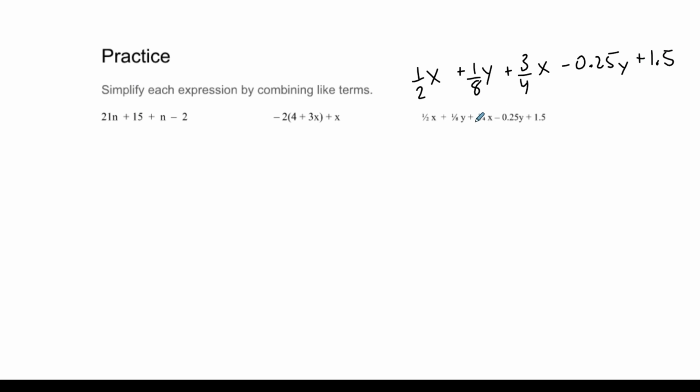All right, so go ahead and pause. Try these.